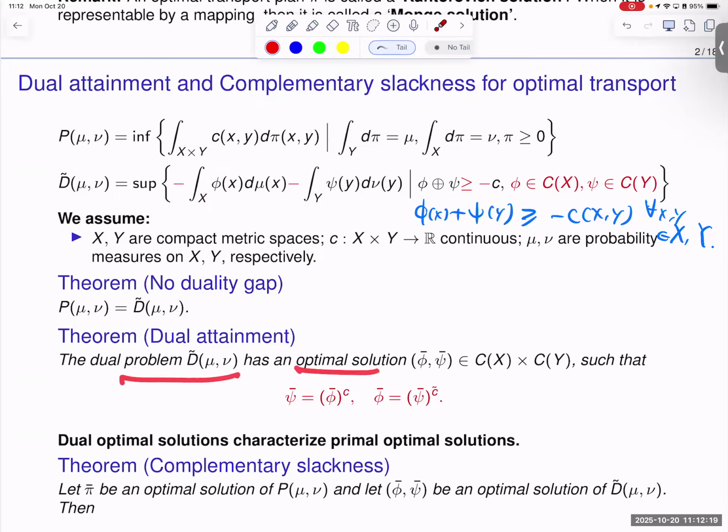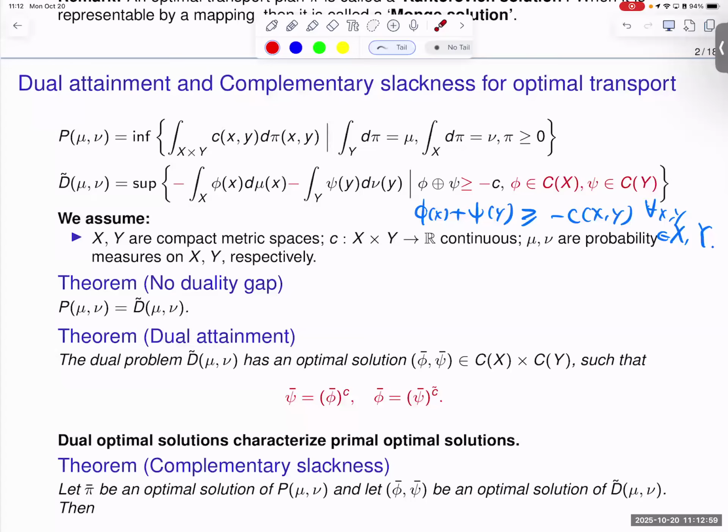So the dual problem has an optimal solution, phi bar and psi bar. And this dual attainment, if you remember the proof, came by replacing the general dual potentials with c-convex functions. You remember that? We took some c-transform and made them c-convex functions. After c-transforms, the dual functional becomes larger, so we can just restrict ourselves to c-convex functions for this maximization problem.